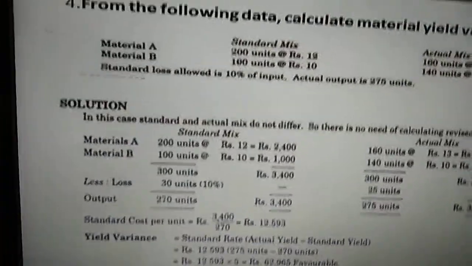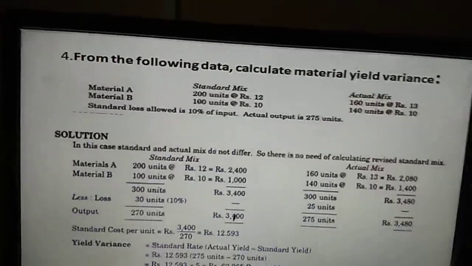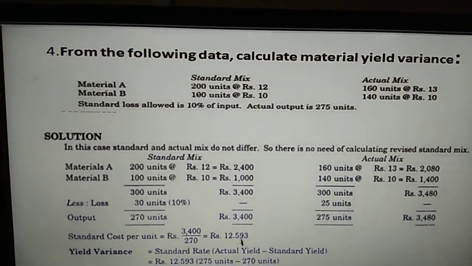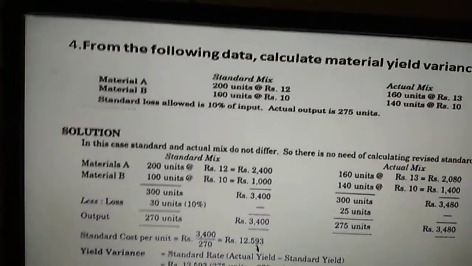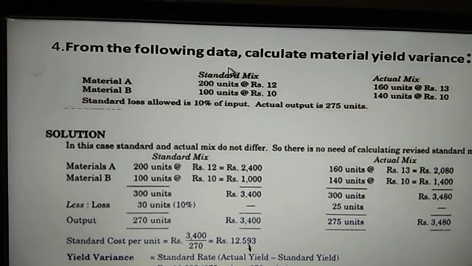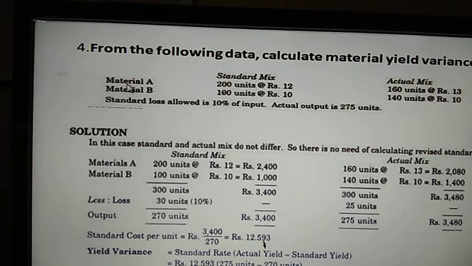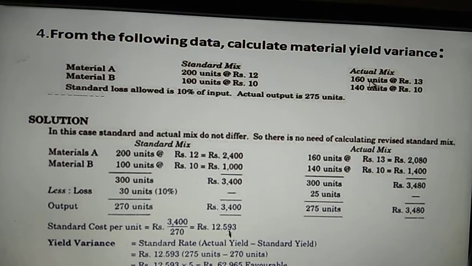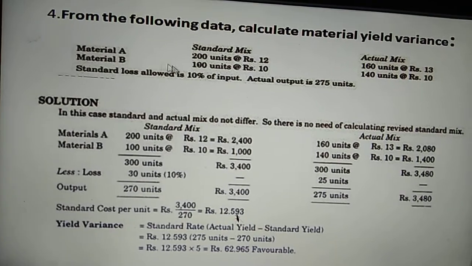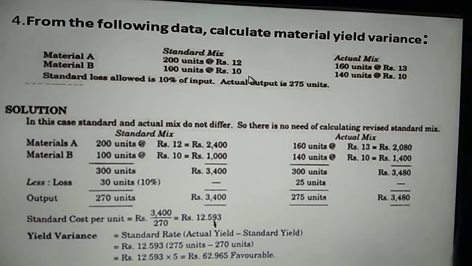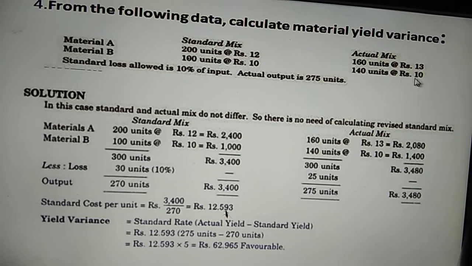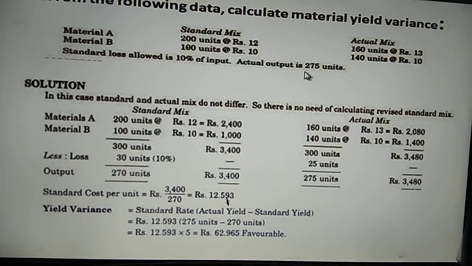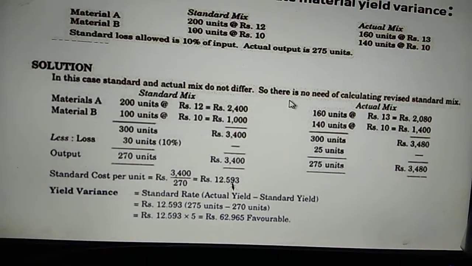Now here we'll solve one more problem, the fourth problem. From the following data, calculate material yield variance. Here again there are two materials. Standard mix is given and actual mix is given. Material A: 200 units at rupees 12 and actual is 160 units at rupees 13. Material B: 100 units at rupees 10 and actual is 140 units at rupees 10. Standard loss allowed is 10% of input. Actual output is 275 units. We will calculate this.